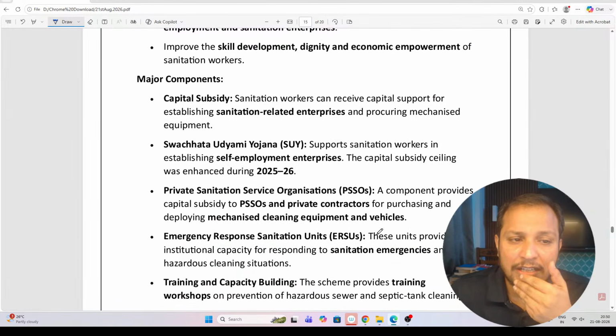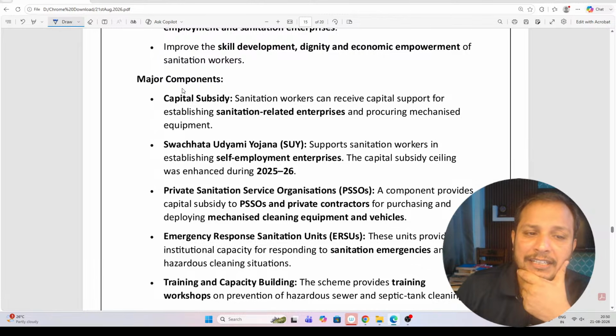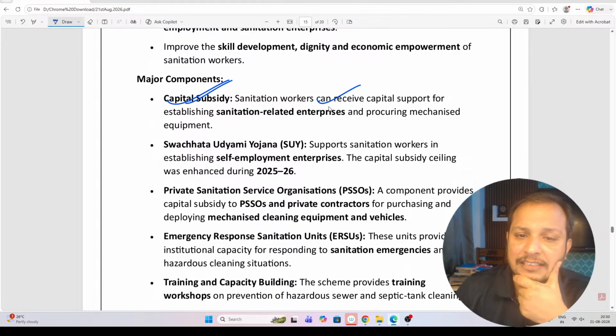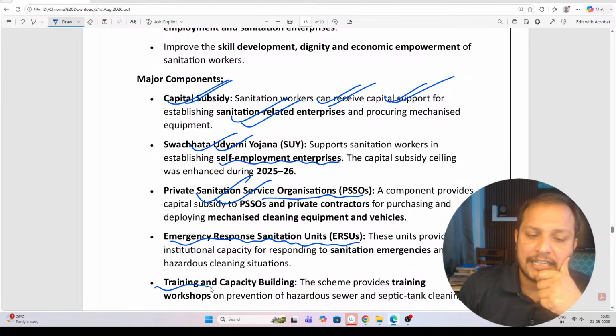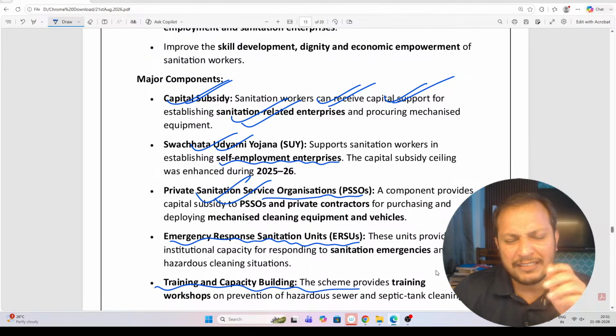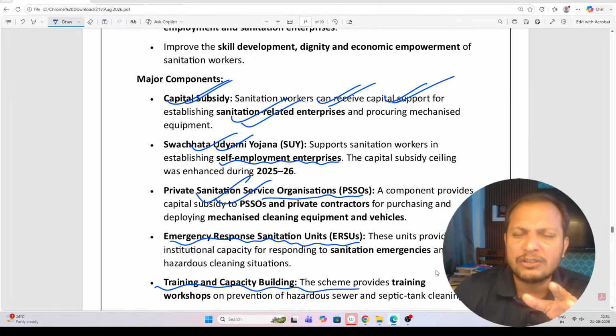Okay, so what you get in this, guys, you get capital subsidy. Sanitation workers can receive capital support for establishing sanitation related enterprises. Swachhata Udyami Yojana, you get self-employment enterprise support. Then private sanitation service organizations, then emergency response sanitation units, then training and capacity building. So basically for their sustainable livelihood, for helping them do some other business.